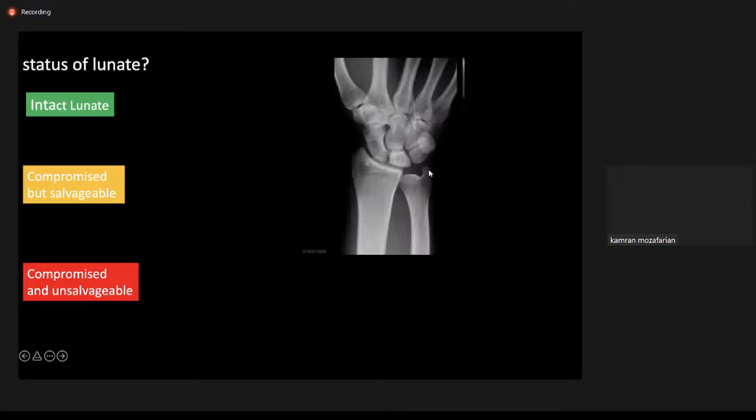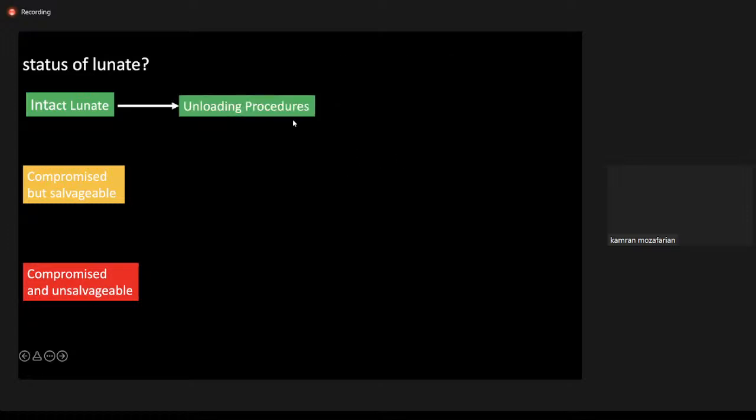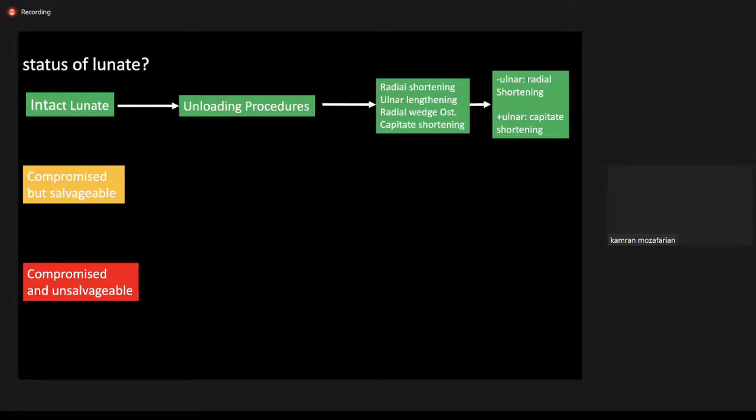So to simplify those algorithms, I just mentioned that we have 3 states of lunate: intact lunate, when the lunate is only sclerotic. So the treatment is unloading procedures. And we have a couple of unloading procedures, but the most commonly used are radial shortening for ulna minus and capitate shortening for ulna plus and ulna 0 variants.